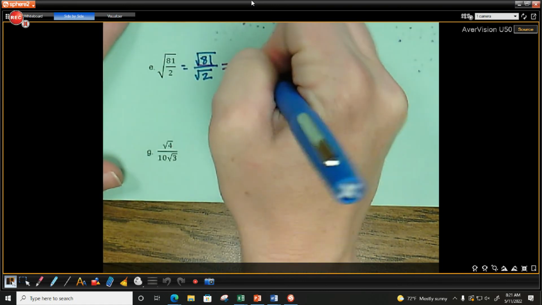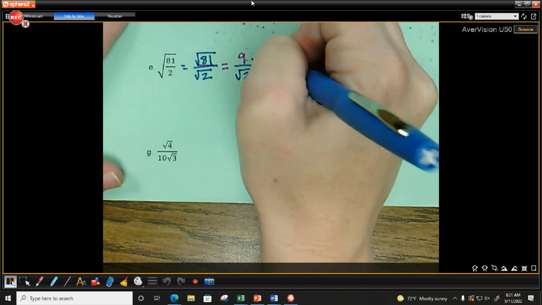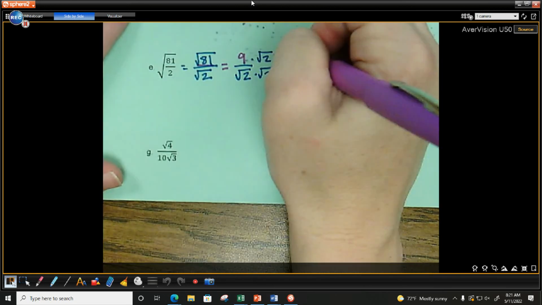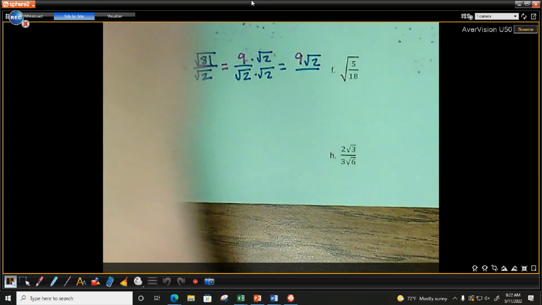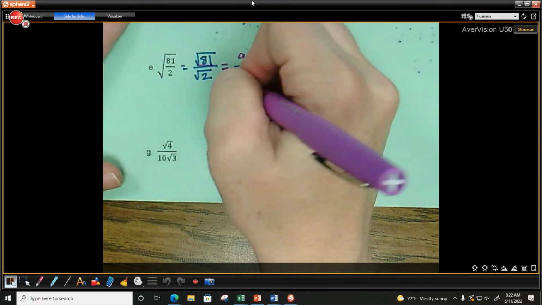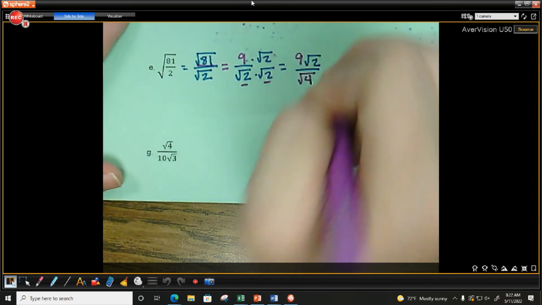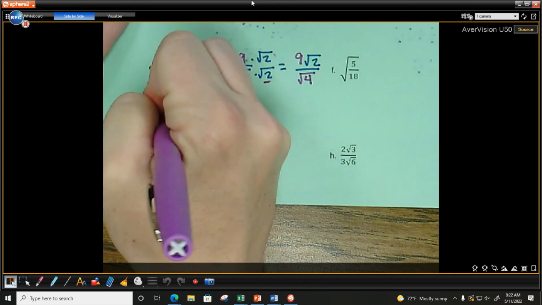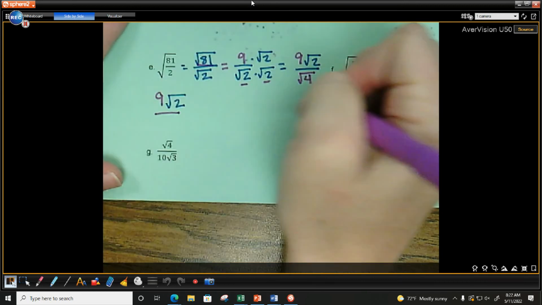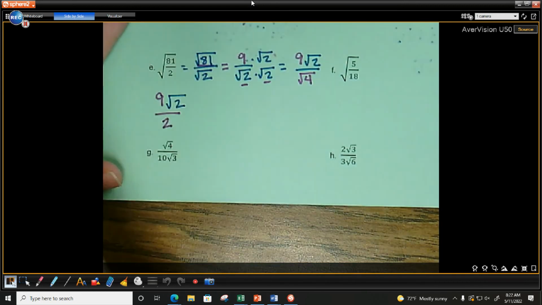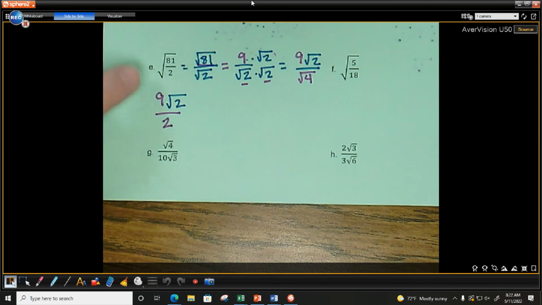So this becomes 9 root 2 over root 4. So this is 9 root 2 over 2. Can you do 9 over 2? Because 9's outside, 2's outside. Can you simplify 9 over 2? No, it doesn't simplify. Is there a radical in the denominator? No. Can you simplify square root of 2? No. We're done.